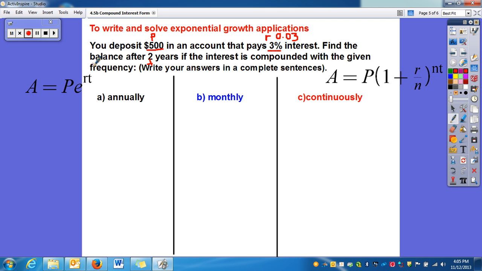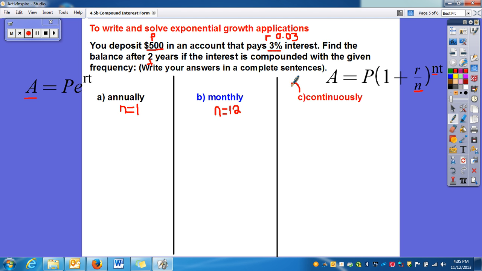So in both formulas, in this one, we have everything covered. We just need to figure out our A. In this one, what we're missing is the N, and that's where we're going to get down here. Annually. Annual means how many times for a year. Well, annually means 1 time, so your N is 1. Monthly means you're doing it every month, and how many months in a year? That is 12, so your N is 12.